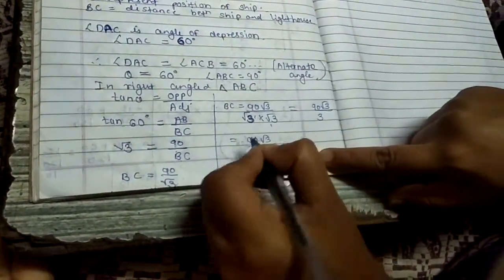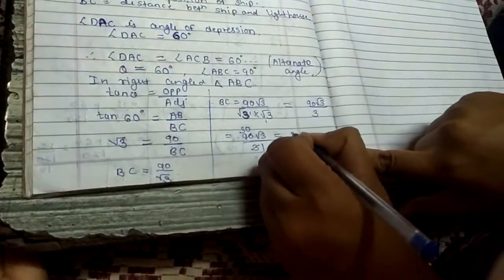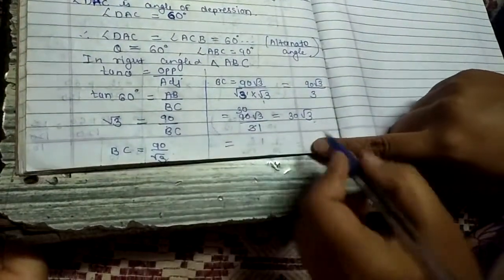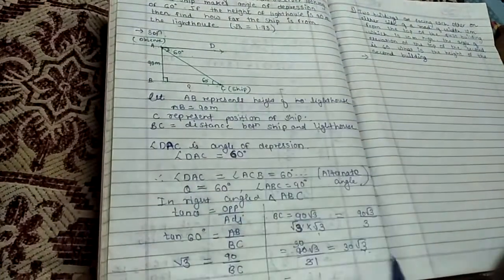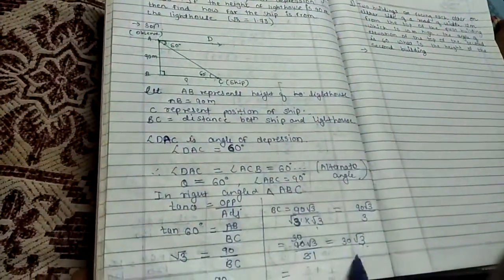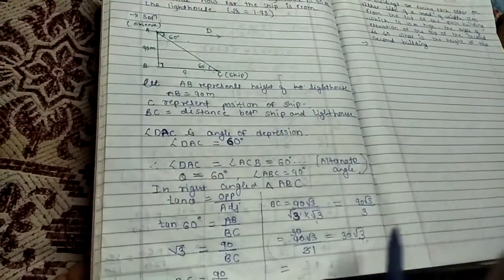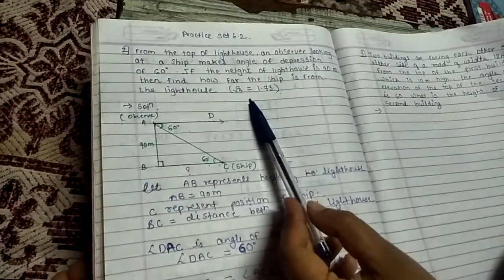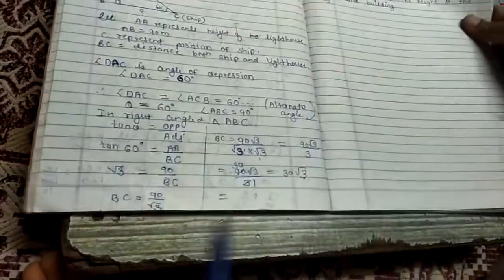3 ones are 3 and 3 nines are 90, so we get 30. So here we are getting 30 √3. BC is equal to 30 √3. You can keep this answer, but if they give the √3 value, you have to substitute that √3 value here and then write down the final answer.